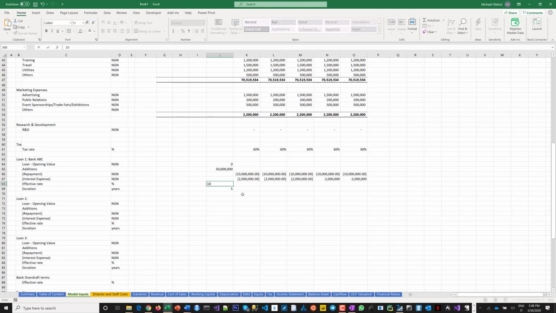Let's say the effective rate is, what would this be? 10 million. So let's just see, 10 divided by 50, that makes it 20%. So let's say this is 20%. Then with that, you can make this, but that's the whole use of why I put this. In case you want it to be dynamic, you can come here, change this and change that.